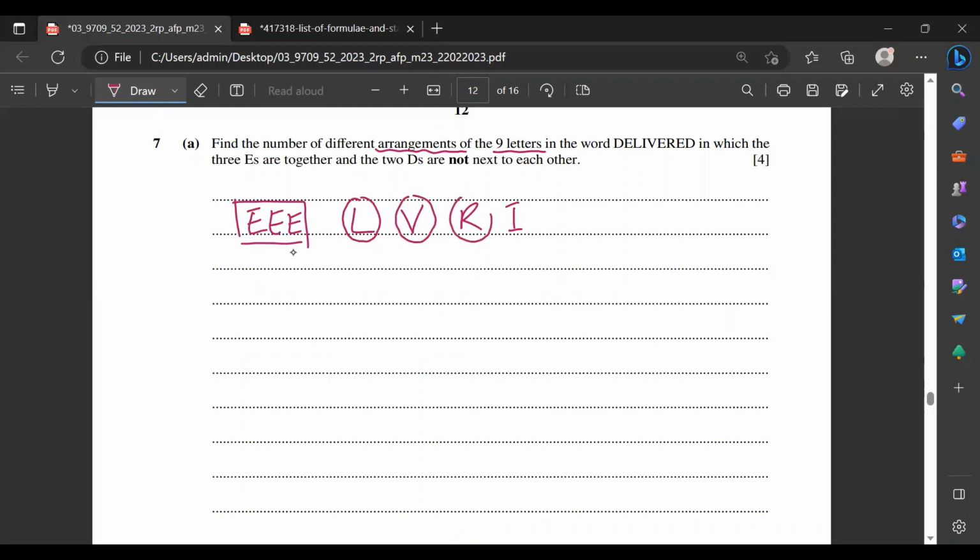E's are together. So if I ask in how many ways you can arrange, there are five things, 1, 2, 3, 4, 5, and nothing is repeated. So in how many ways can you arrange the five things? This is 5 factorial. Then there are two D's, and we want them not to be next to each other.